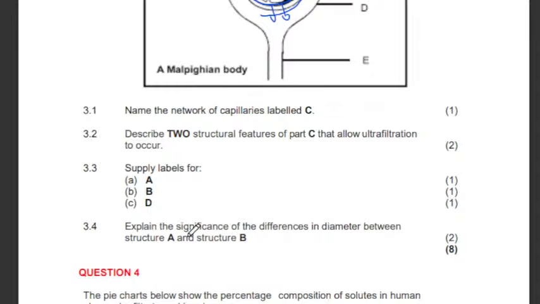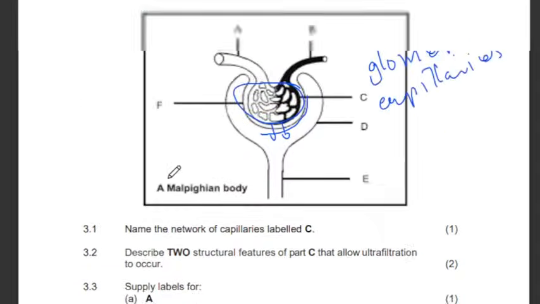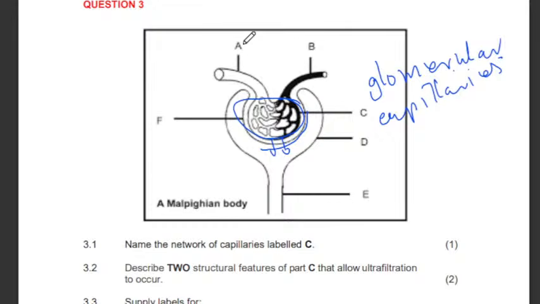Explain. They're saying to supply the labels for A. We say that A is what? Now this is linked to the Malpighian body. Therefore, this is not the renal artery. No, it is the afferent arteriole. And then this one is the efferent arteriole.